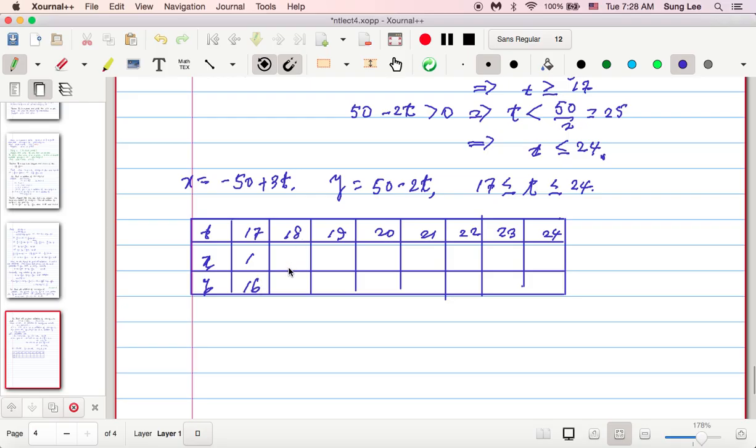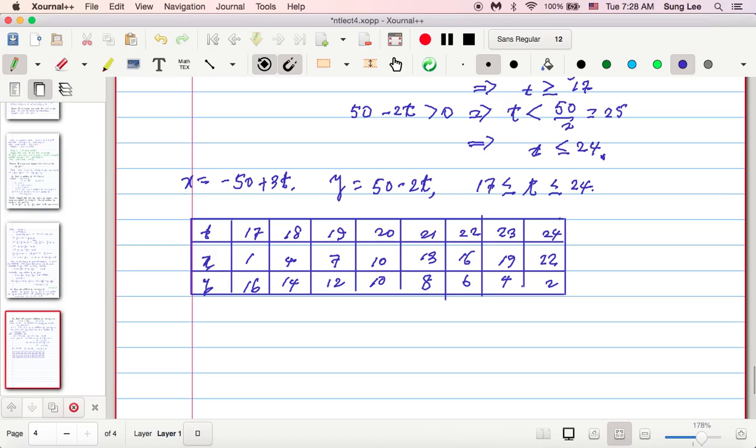For t equals 18, x equals 4, y equals 14. And for 19, I have 7, 12. So here I have 10, 10. And here I have 13, 8. And 16, 6, 19, 4, and 22, 2. Okay, so these are all the positive solutions.